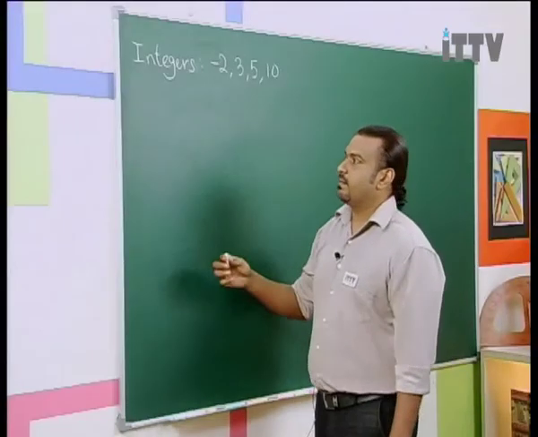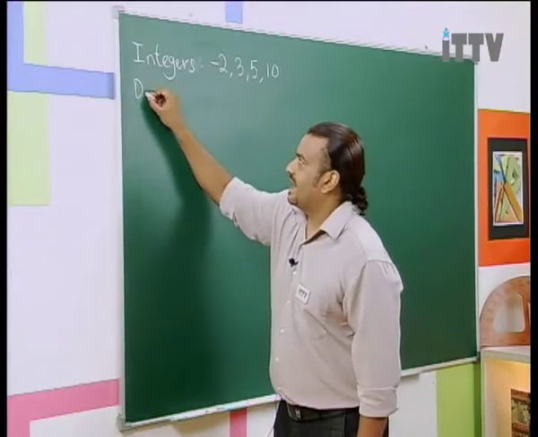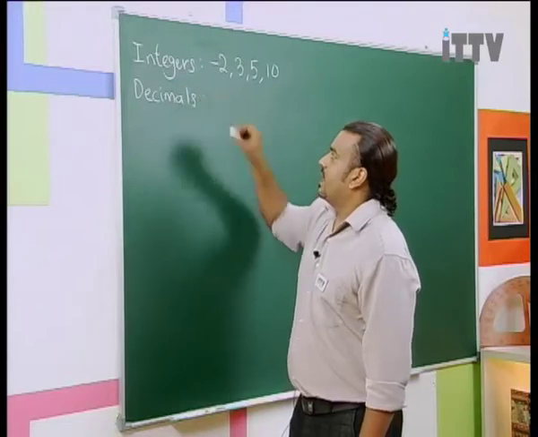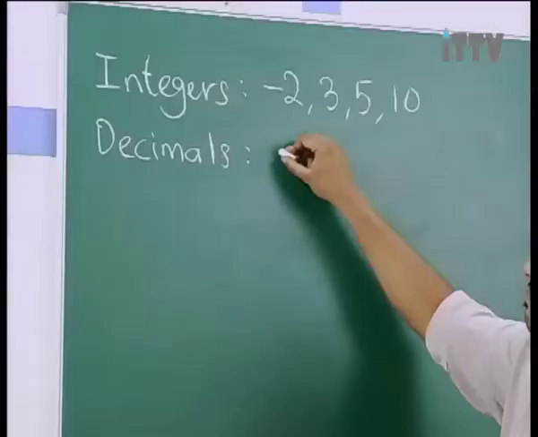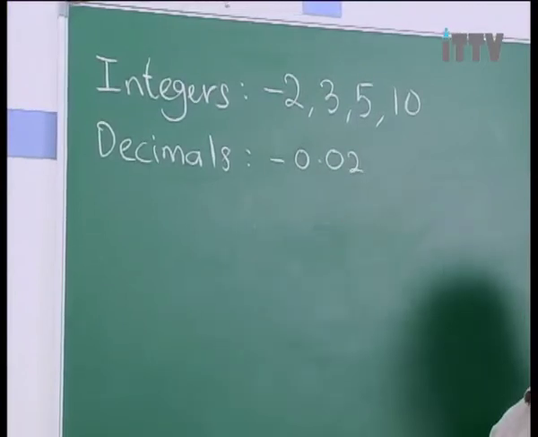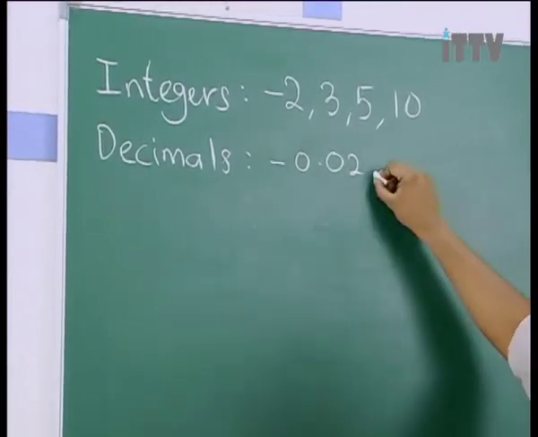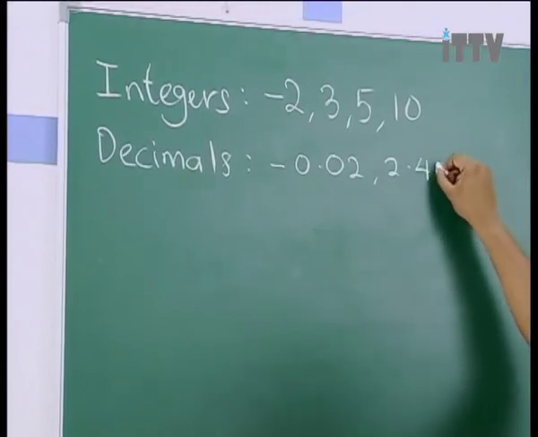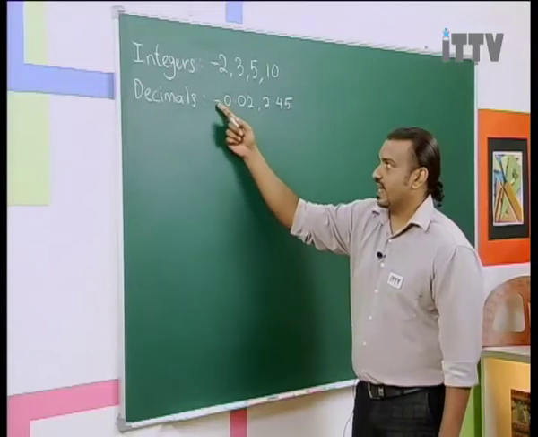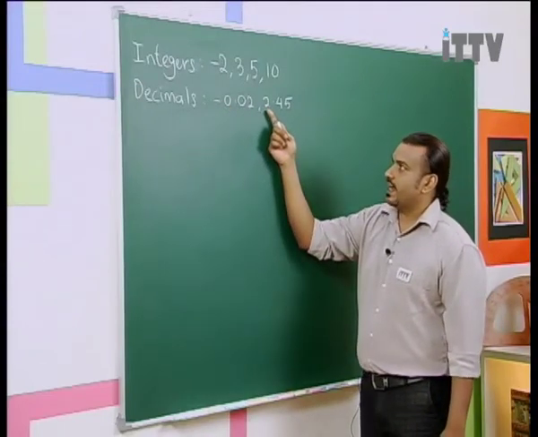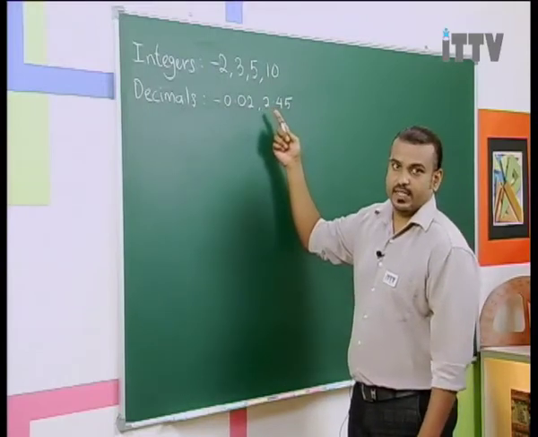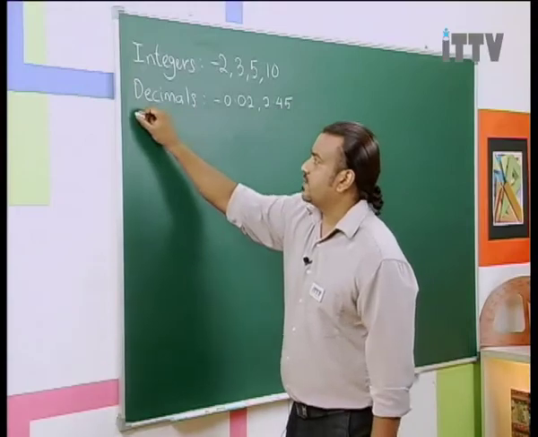Then there are other types of numbers. We call them decimals. Probably you've heard of them. Decimals are something like this: -0.02 or 2.45. Now can you tell me which one is negative? Obviously you can see the sign. But when there is no sign here, you should understand that there is already a positive sign affixed to this digit.